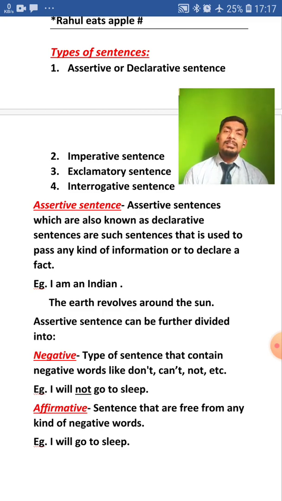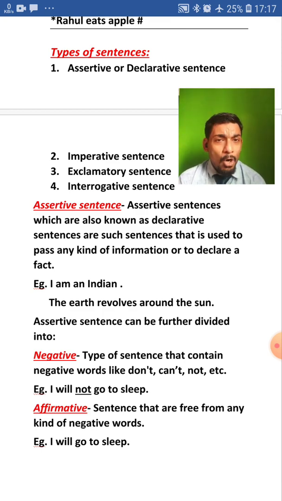Now, as we understood what assertive sentences are, or basically what assertive sentences are used for, now we will try to understand the different types of assertive sentence. My dear students, this assertive sentence that we are talking about may be of 2 types. The first I have written is negative, and the second that I have written is affirmative.